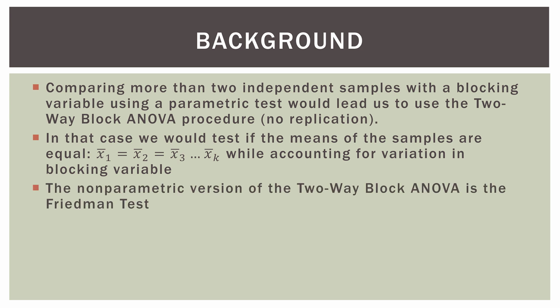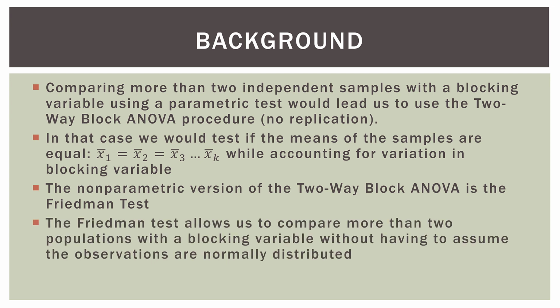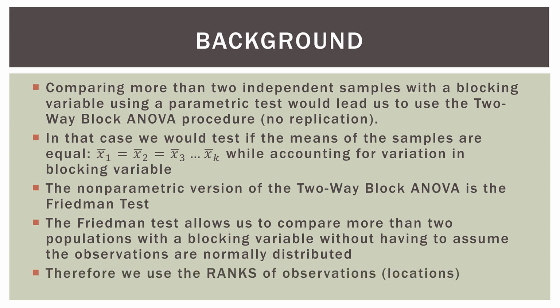The non-parametric version of the two-way block ANOVA is the Friedman test, and it's very similar to the Kruskal-Wallis test. So if you watched the previous video, when we go ahead and calculate the test statistic in the Friedman test, it will look a little bit familiar to the Kruskal-Wallis test. The Friedman test allows us to compare more than two populations with a blocking variable without having to assume the observations are normally distributed. Again, that's the point of non-parametric statistics at a fundamental level. Therefore, we use the ranks of the observations, or the locations of the observations in the dataset, not the actual values themselves.